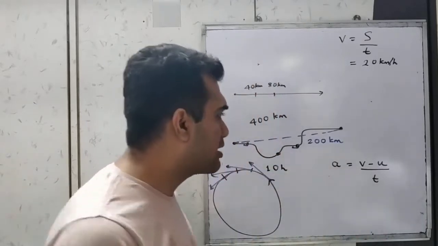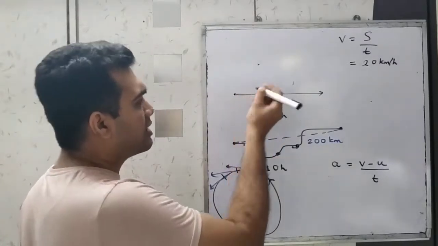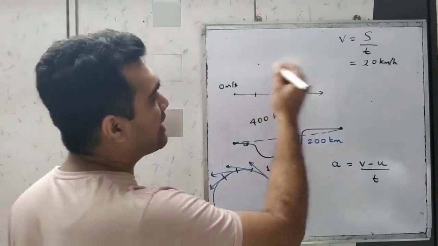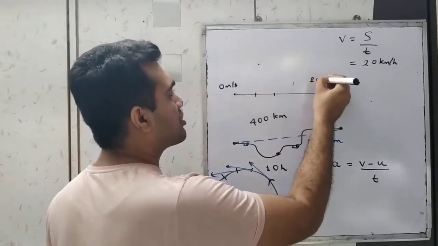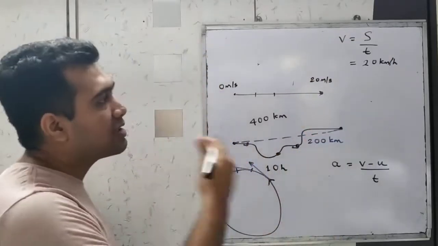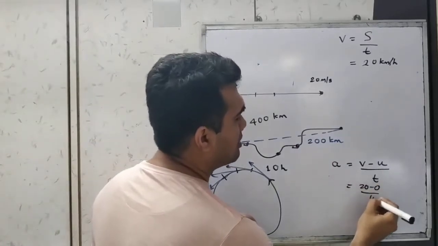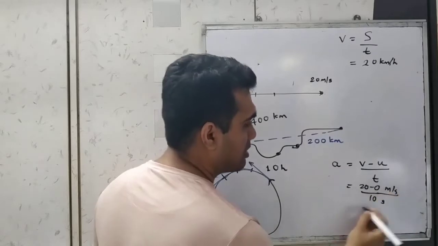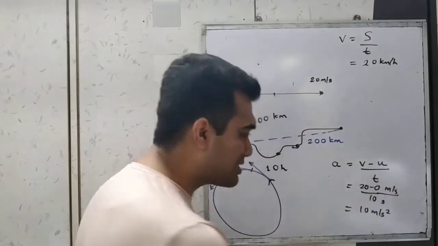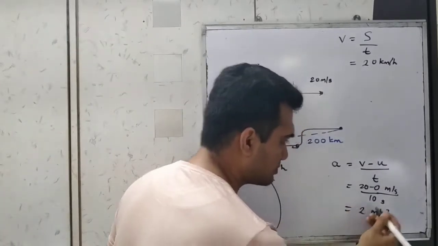So let's calculate the acceleration in a particular example. Assume that initially a car was moving at 0 meters per second, that is, it is at rest, and after 10 seconds, its final velocity is 20 meters per second. Clearly, the velocity is increasing. So what is the acceleration here? If we calculate, it comes up to (20 minus 0) upon 10 meters per second squared. So this is the SI unit of acceleration. I'm sorry, this will be 2.